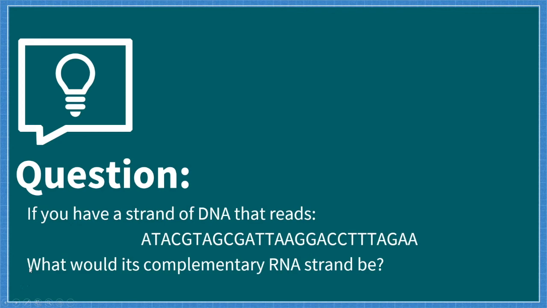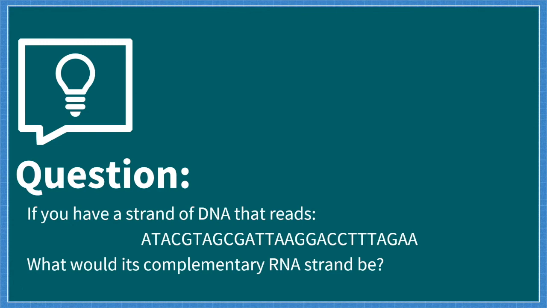So let's take what we just learned on the slide before and put that into practice. Here I've got a strand of DNA and you can see what it reads there. What I want you to do in a moment is try and work out what its complementary RNA strand will be. Now, in terms of the letters, you won't notice any sugar difference, but you've got to remember that the bases will be different. So if you're writing out an RNA strand that matches this, you're going to have A, you're going to have G, you're going to have C, but you're not going to have T.